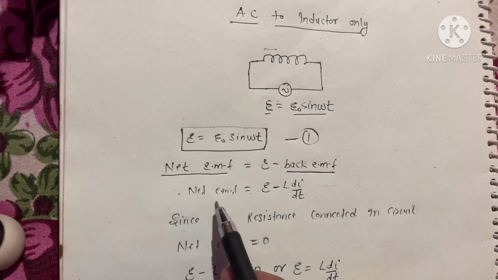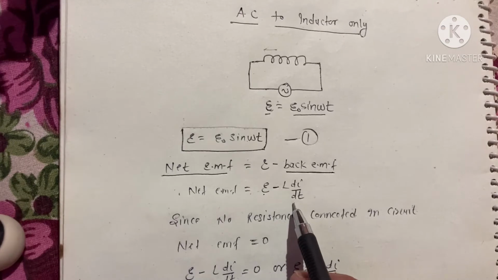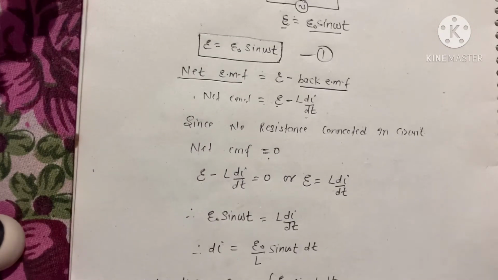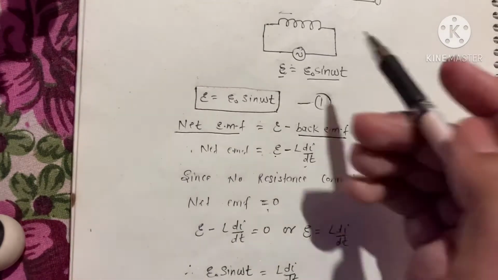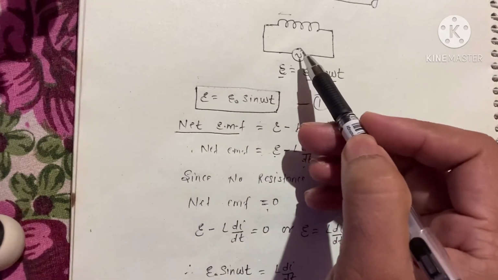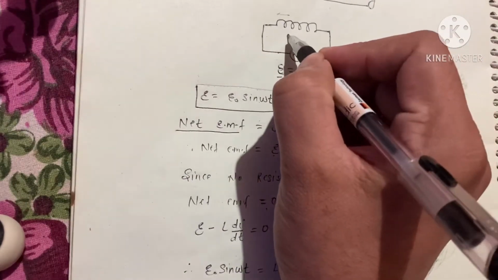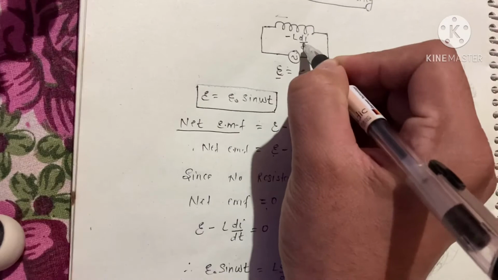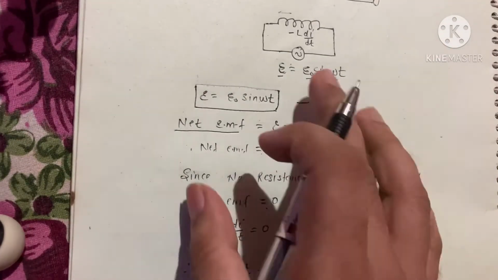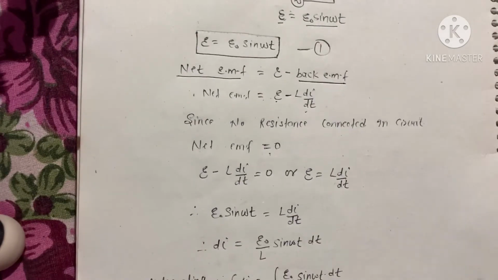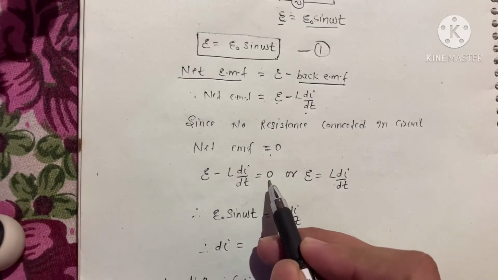So the net EMF in this circuit is equal to E minus L di by dt. Since no resistance is connected in this circuit, the net EMF is equal to 0, or you can simply apply Kirchhoff's second law, the loop rule. One EMF is E and one EMF is minus L di by dt. So E minus L di by dt is equal to 0.